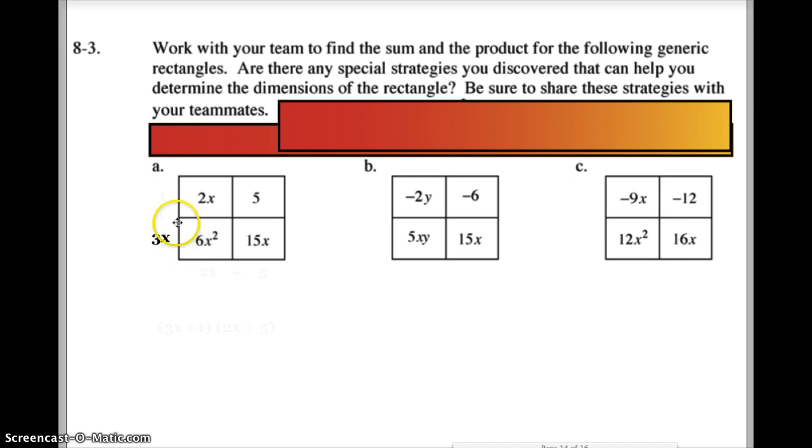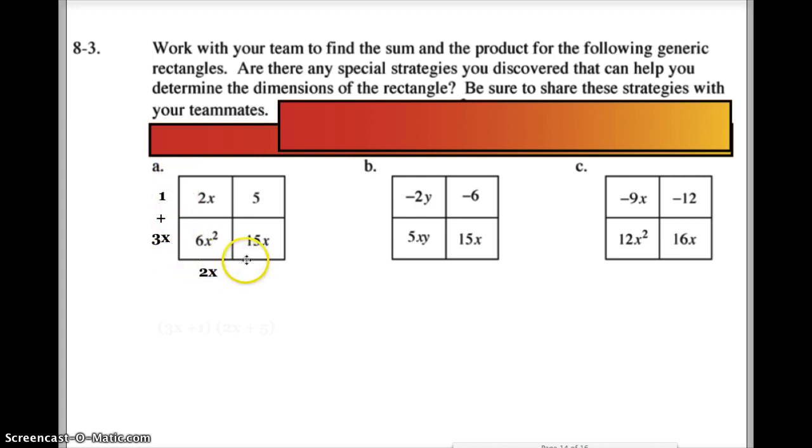And the length of this, or this length right here, is going to be 3x. So what times 3x gives me a product of 6x squared? And I need another x, and 3 times 2 is 6, so it's got to be 2x. Now, to find this length up here, I know that this length is 2x, and my area is 2x. So I know that I have to multiply that by positive 1. So this is going to be 3x plus 1. That's the dimension of this side.